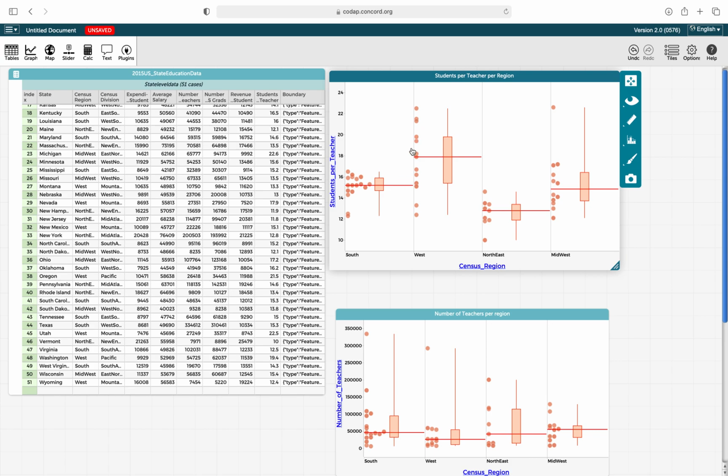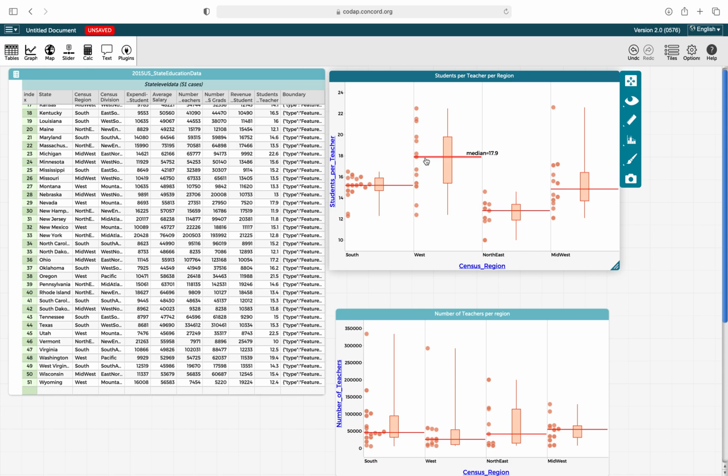We can also compare the highest. The highest number in the South is 16.5, and the highest number in the West is 22.5. There is a much bigger difference when comparing the lowest and highest number of students per teacher. When looking at the median, the number of students per teacher in the South is 15.2, whereas in the West, the median is 17.9. The median in the South is lower than it is in the West.